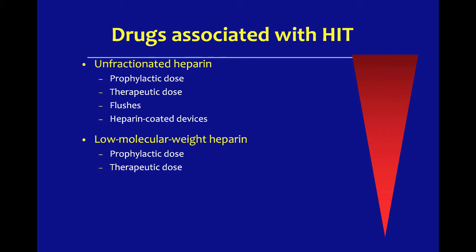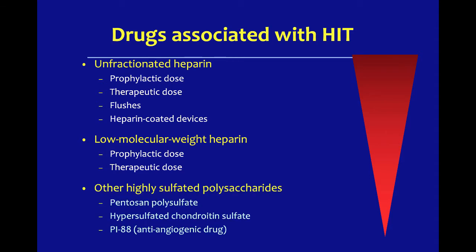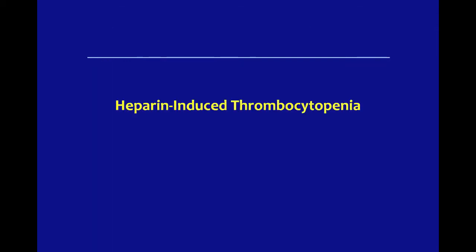Can be also lesser so with low molecular weight heparin, but we still see incidences of HIT with that. And then there's other highly sulfonated polysaccharides that can cause HIT. But again, unfractionated heparin is where you see the most association with heparin-induced thrombocytopenia, which is bad for us when we use the heart-lung machine. So let's talk about it a little bit.